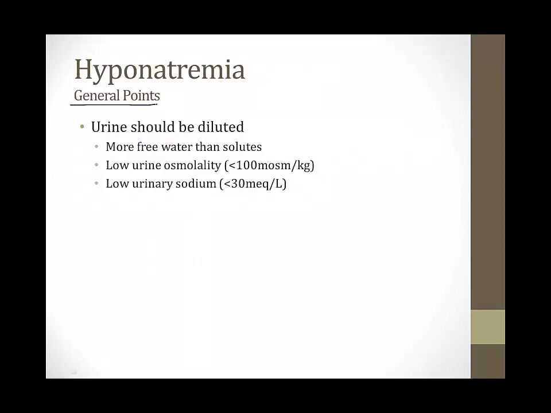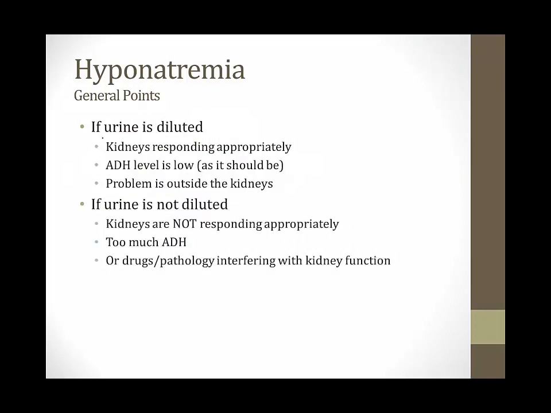Just a couple of general points, and then we'll get into specific causes of hyponatremia. In the setting of hyponatremia, if the body is responding appropriately, the urine should be diluted. The kidneys should be excreting free water, and there should be more free water than solutes in the urine, thus the urine should be dilute. This means that the urine osmolality should be low, and in addition, you may see a low urinary sodium. However, remember that the urinary sodium varies to some degree with the dietary intake, so it's not as reliable a marker as the low urinary osmolality. What this means is if the urine is diluted in the setting of hyponatremia, then the kidneys are responding appropriately.